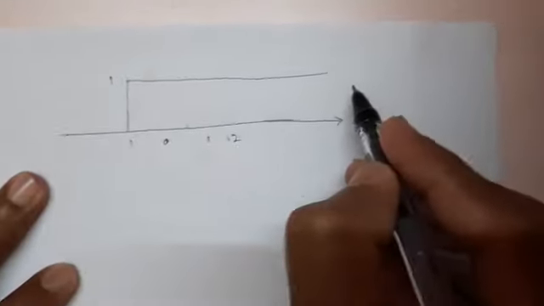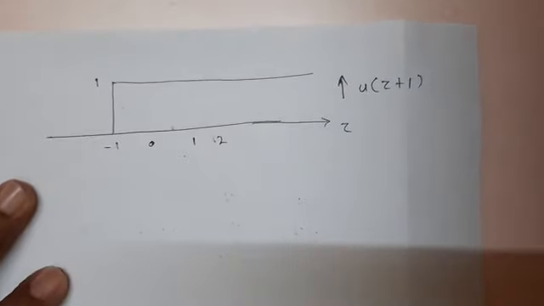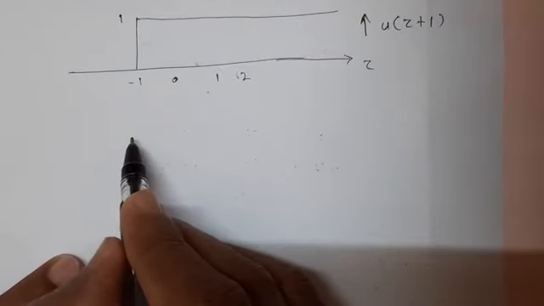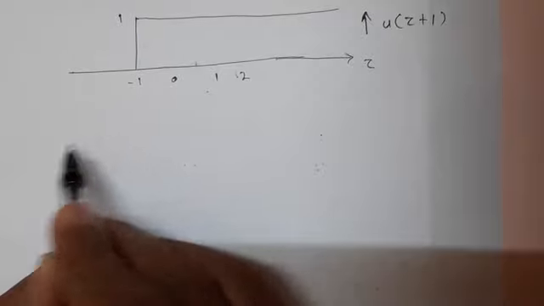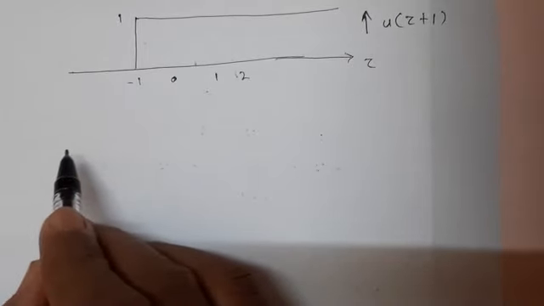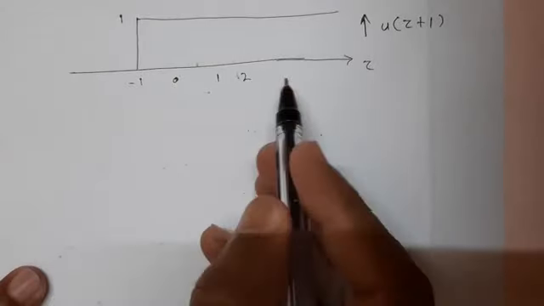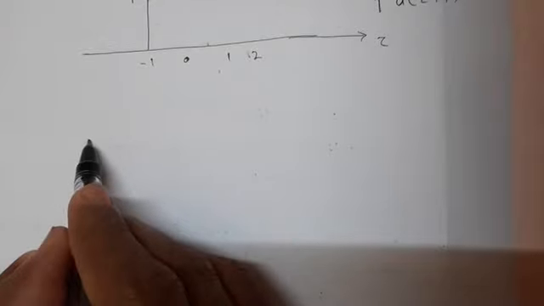With an amplitude 1, this is your u of tau plus 1. Now you are told that your u of minus tau is shifted towards the left side. What is that shifted value? It is less than minus 1. You cannot draw at minus 1 or greater than minus 1. You have to draw somewhere which is less than minus 1, so I'll try to draw at this point.